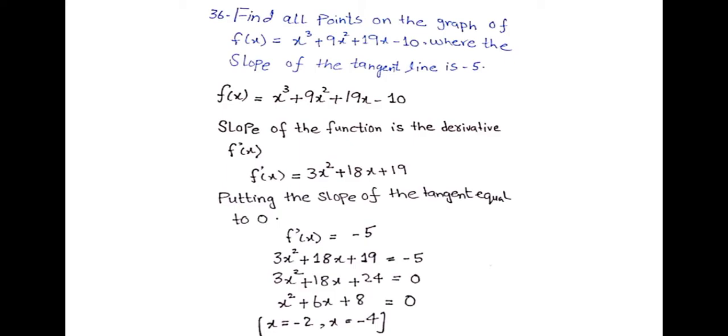Let's start. First of all, we have a question: find all points on the graph of f(x) = x^3 + 9x^2 + 19x - 10, where the slope of the tangent line is -5. So first of all, while solving the question, we have to focus on the given data in the question. We are provided with the function f(x) and the slope of the tangent line, which is -5.